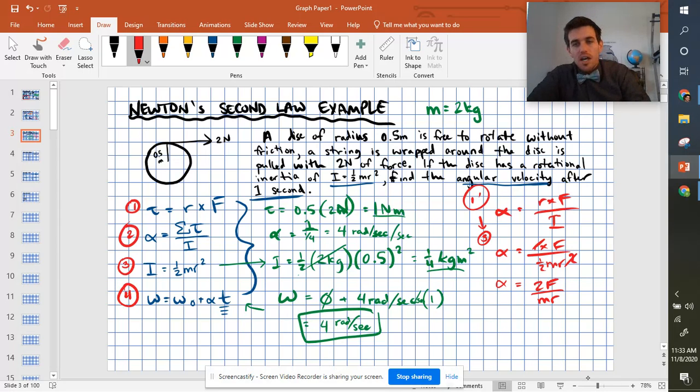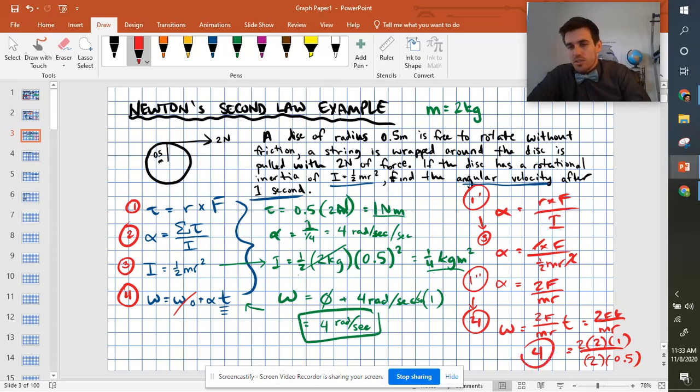Now I know the angular acceleration, so I can plug that into equation 4. So I'm going to put equation 1 double prime into equation 4, and we will get omega equals, okay, we already said omega naught was 0, so it'd be 2F over mr times t. So that's 2Ft over mr. And we know all the values. That's 2 times 2 times 1 all over the mass I said was 2, the radius is 0.5, and that ends up being 4 also. So you can do it either way, but there you go.